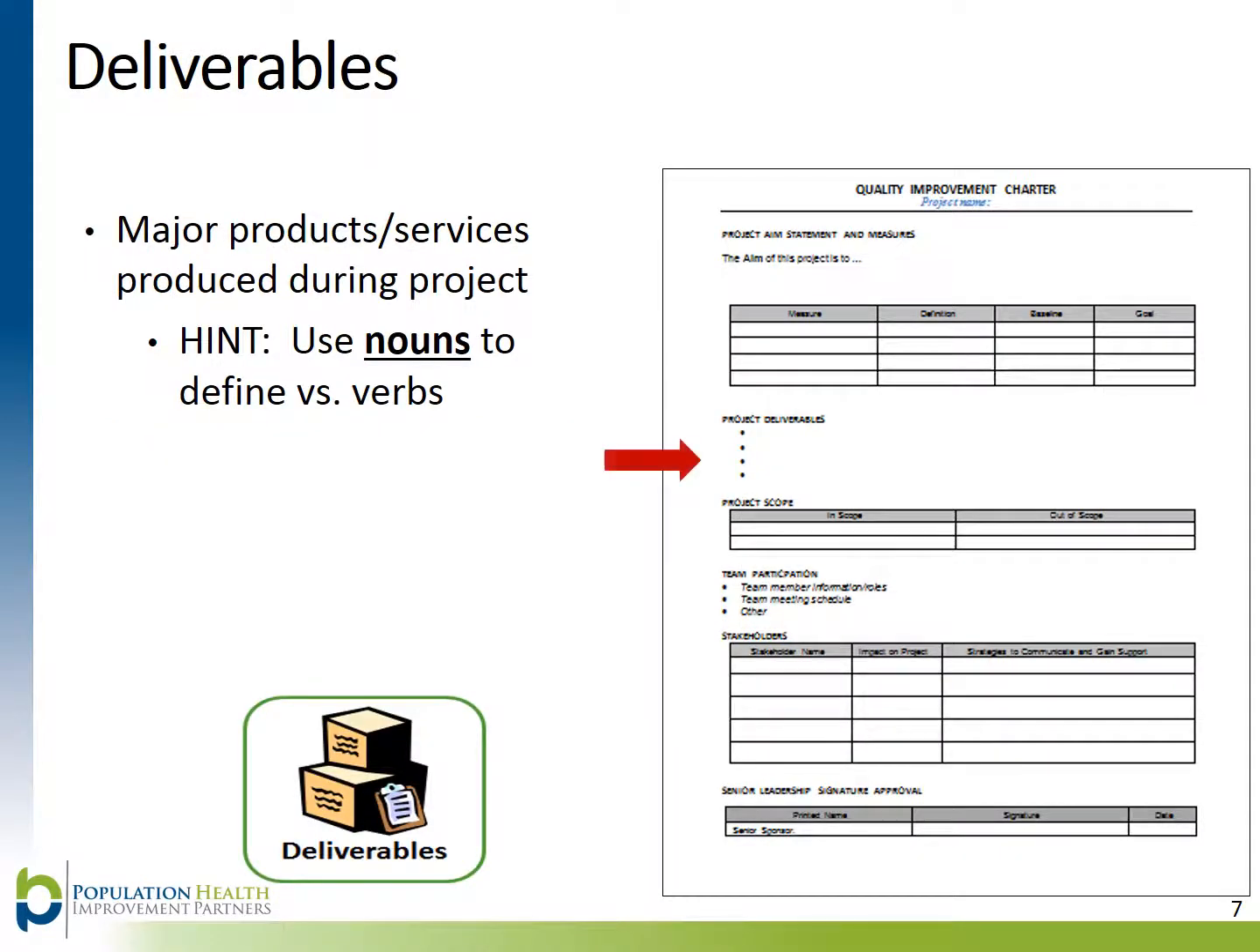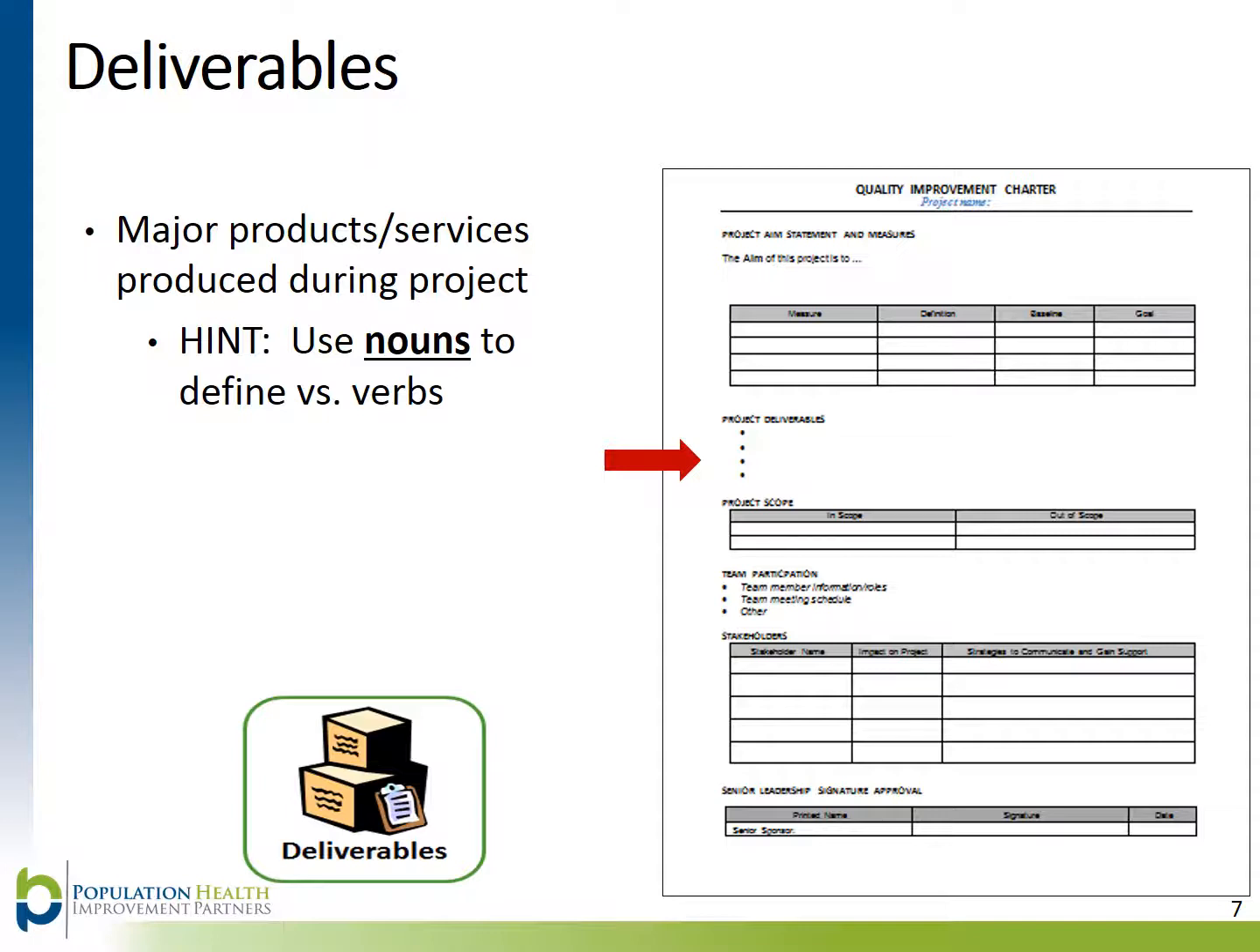The project deliverables section answers the question, what products will be produced as a result of this project? The words used in this section should be nouns or things, not verbs or actions. For example, the project may produce educational materials, a sustainability plan, written policies, etc.